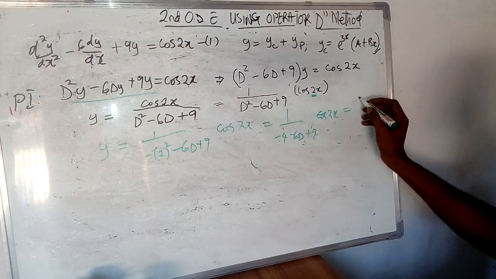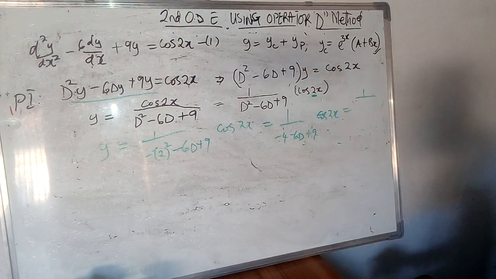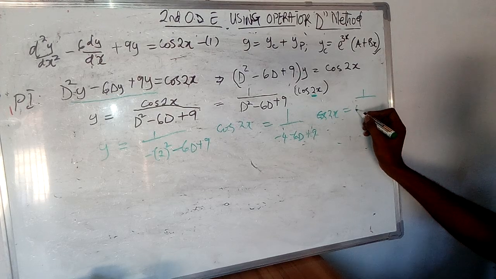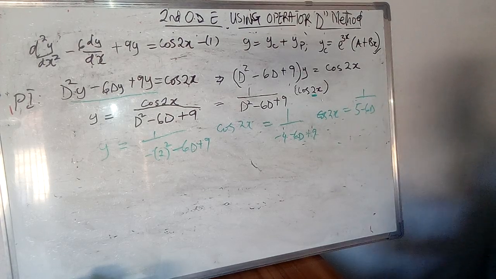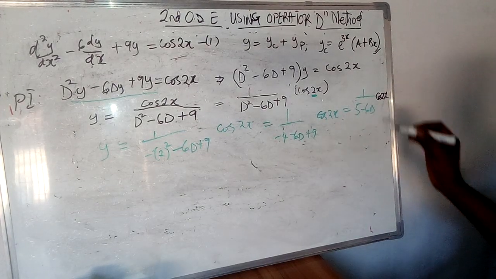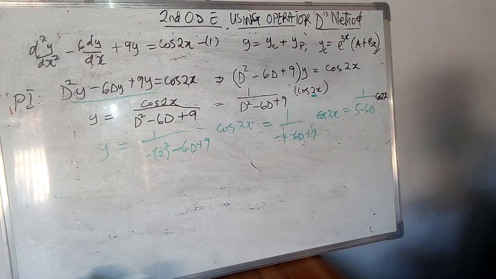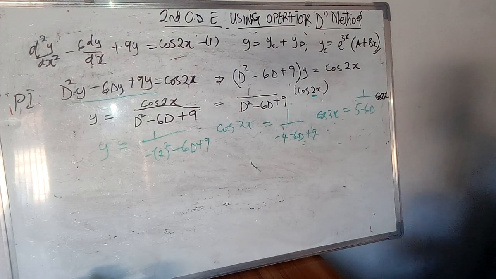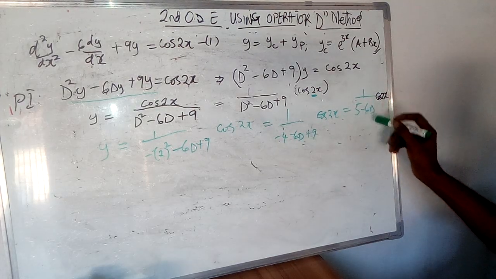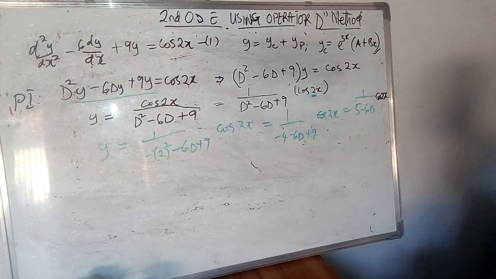Of course, this will give 1 all over minus 4 plus 9, which gives you 5, 5 minus 6D, and it's operating on cos 2x. So our aim is to get this to operate directly on this. If we go this way, we might not really get a good solution.